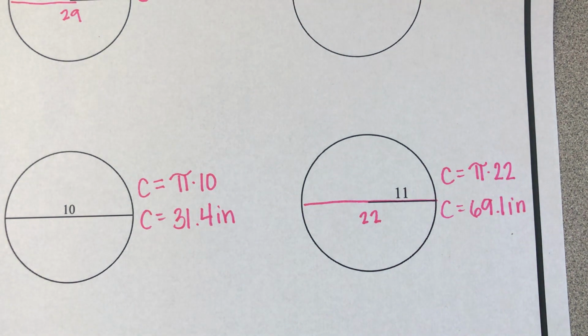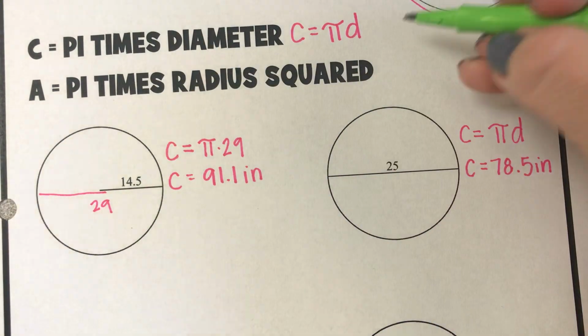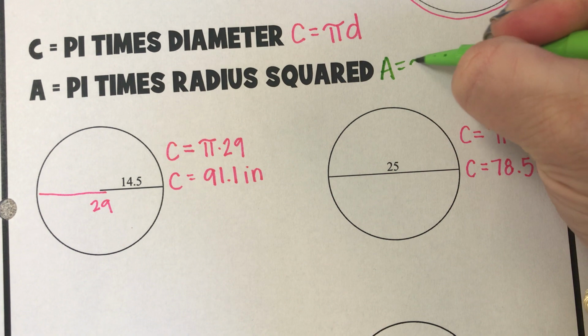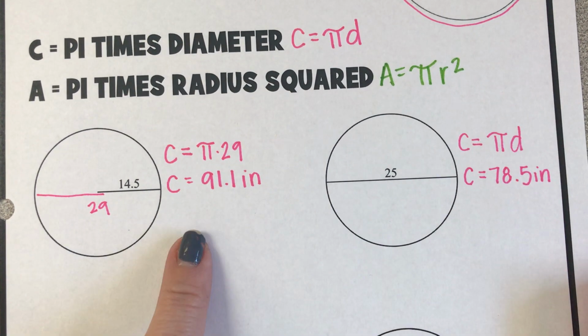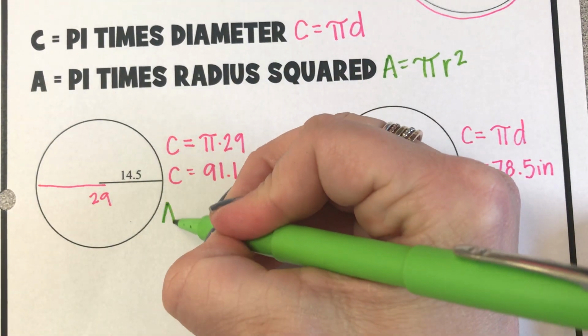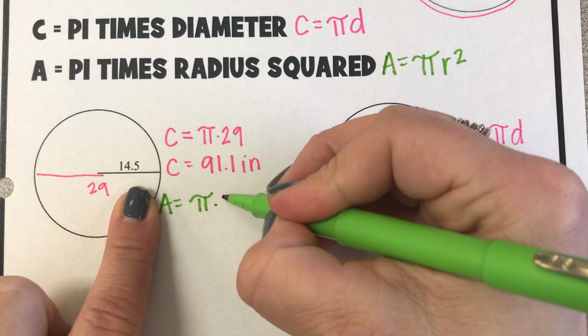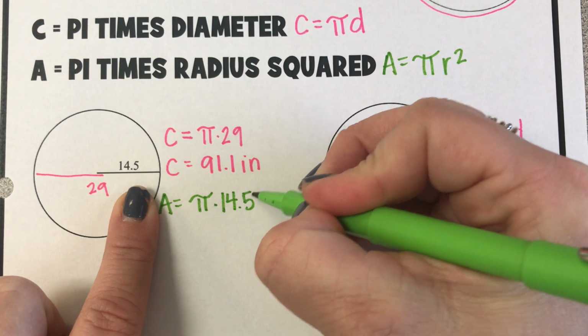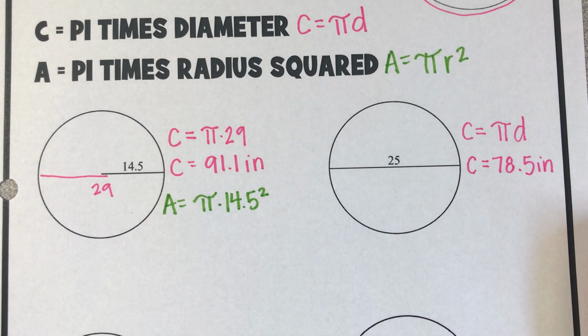So now, let's talk about the area. If you look up at the top, I have A equals pi times radius squared. So pi times the radius, which is halfway across, squared. Let's do this first example. The area of this circle is going to be pi times the radius, 14.5, squared. We're not squaring pi, we're squaring the radius.